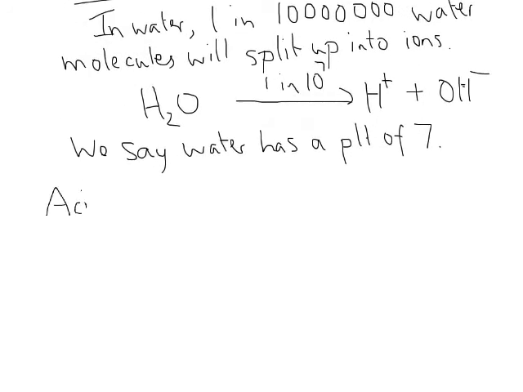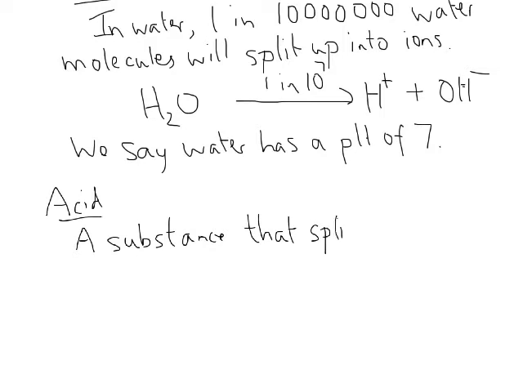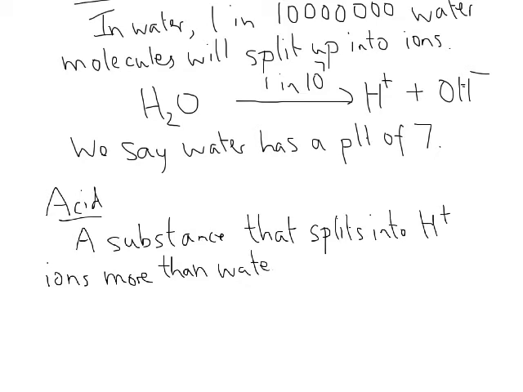An acid is a substance that splits into H plus ions more than water. So more than 1 in 10 million. For example, hydrogen chloride gas, when dissolved in water, will split up into an H plus and a Cl minus.